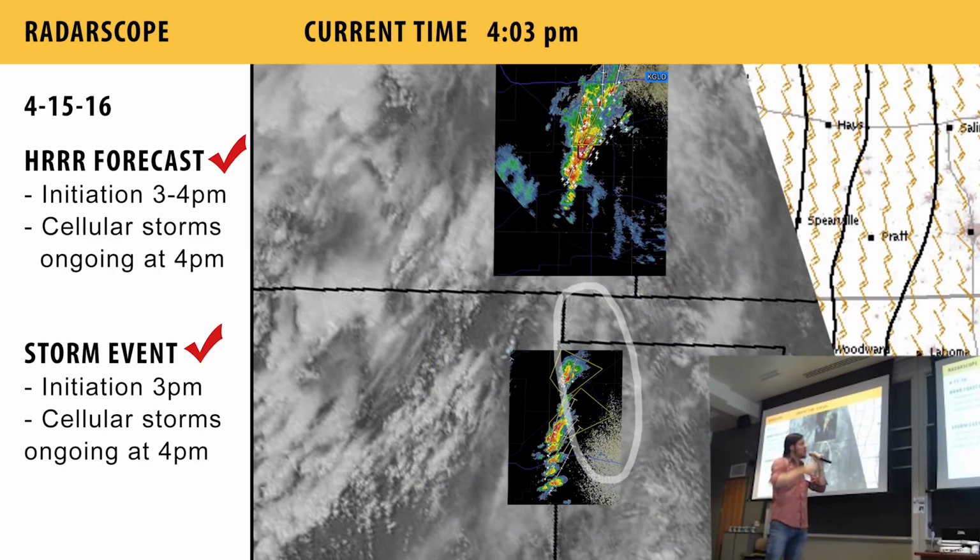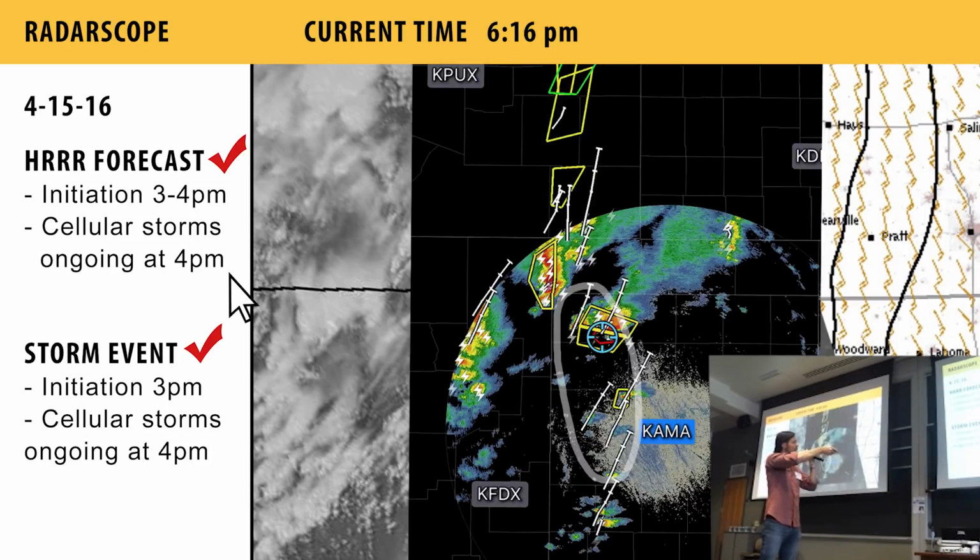Okay, and 403, here we are. So we've got ourselves storms happening. They're coming into our target area. So the HRRR kind of did a pretty good job of nailing initiation, and cellular storms are ongoing at 4 p.m. as called out by the HRRR.